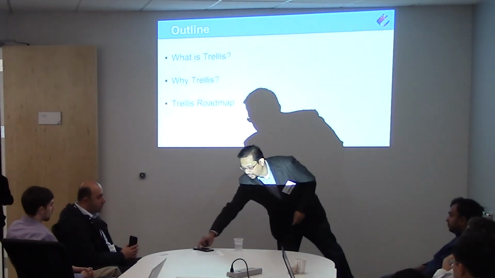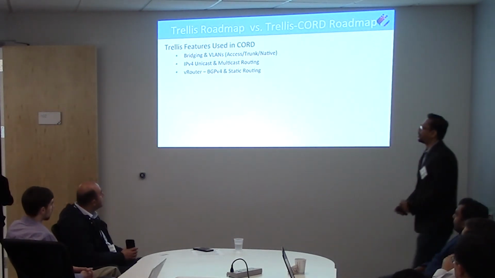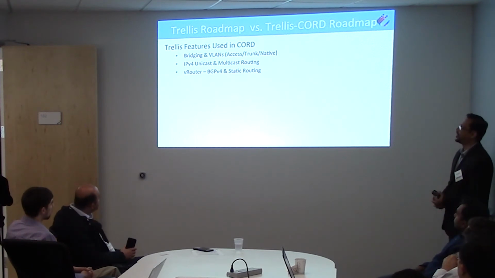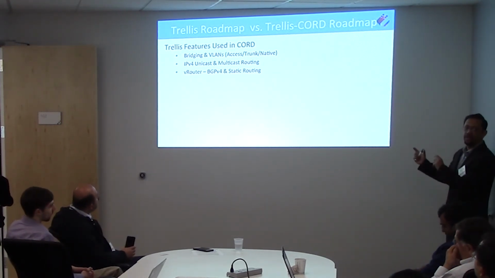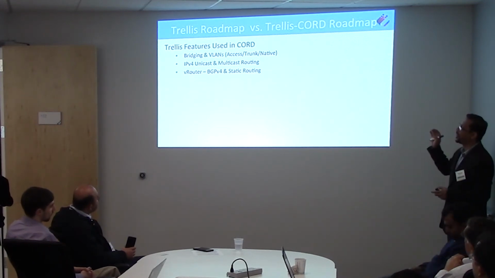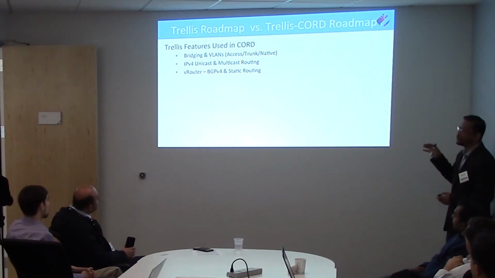Okay, so very quickly about the roadmap. I only have 3 minutes left before we take a break, but what you will find is that Trellis is used in CORD, and a few of these features like bridging and IPv4, unicast and multicast routing, and the vRouter functionality is actually used in CORD.